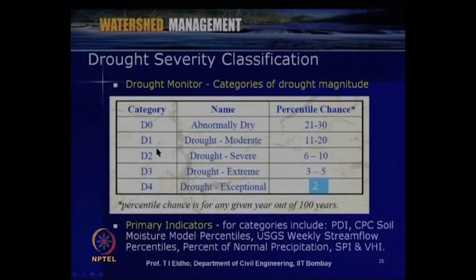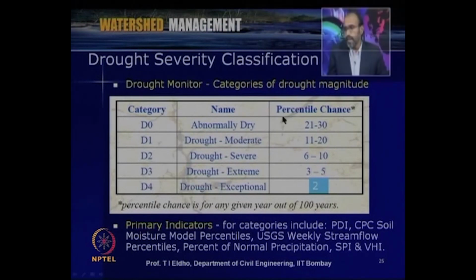In most of these drought assessment tools, the drought severity is classified according to the drought magnitude, with categories like D0, D1, D2, D3, D4. D0 means abnormally dry, where the percentage chance is 21 to 30, say for example in a country like the United States. Depending upon the area, a specific percentage chance can be obtained. The percentage chance is for any given year out of 100 years.